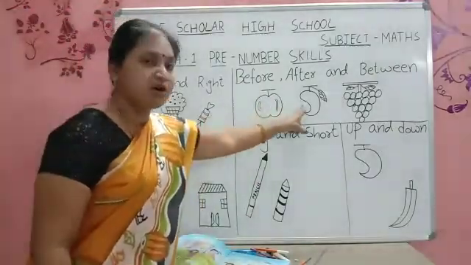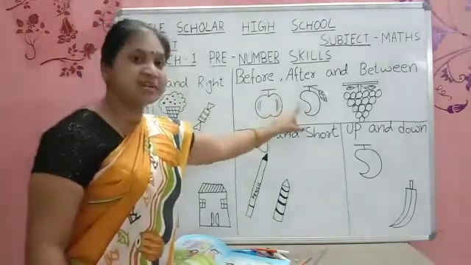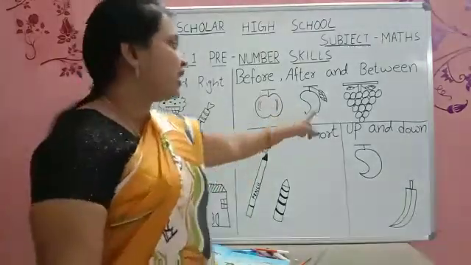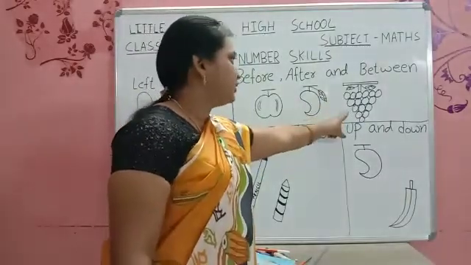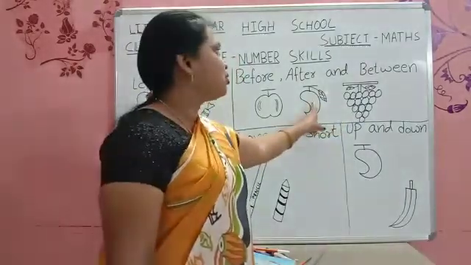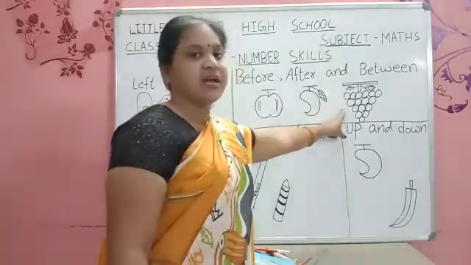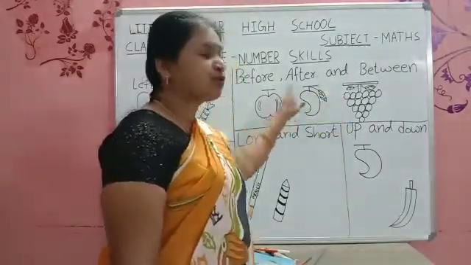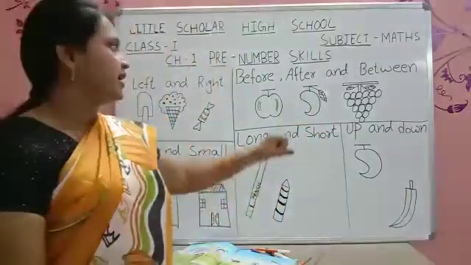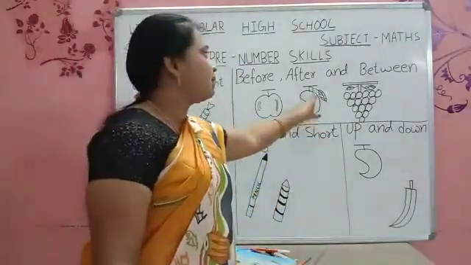Apple is in front of mango. Where are grapes then? Grapes are back of mango, so it is after. Grapes are after mango. And which fruit is in between, children? Yes, mango is in between.